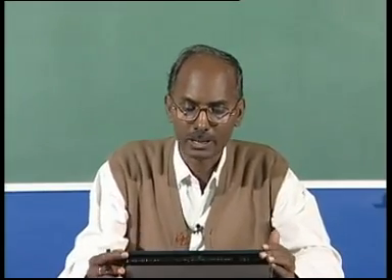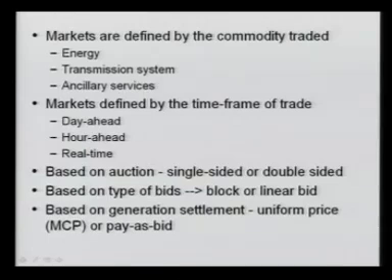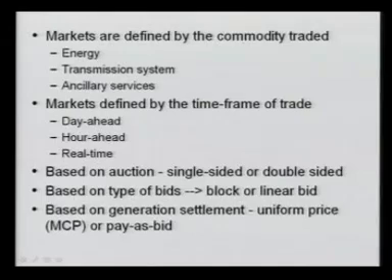Now let us see how we can define the various types of markets that exist. Earlier it was a simple energy market, meaning people were buying energy from the utility and paying money for it. But now, with competition, the market is open and several markets arise. If we define the market by the commodity being traded, we can say there is the energy market, the transmission asset market and the ancillary market.